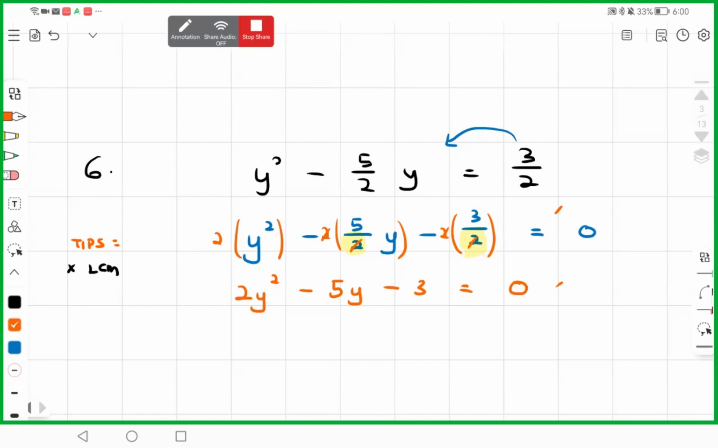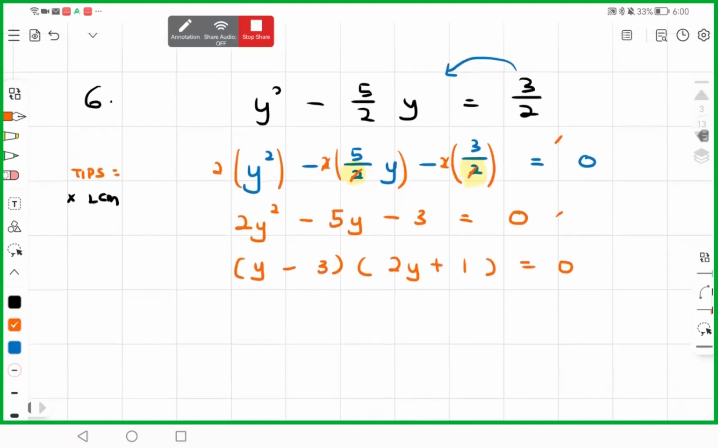Key in A equal to 2, B equal to -5, and C equal to -3. So we'll get the answer x1 equal to 3. Once you're already familiar, you can just insert the bracket, y minus 3. The second one, the answer is -1/2. Hence, the factorization 2y plus 1 equal to 0. Then write it nicely.